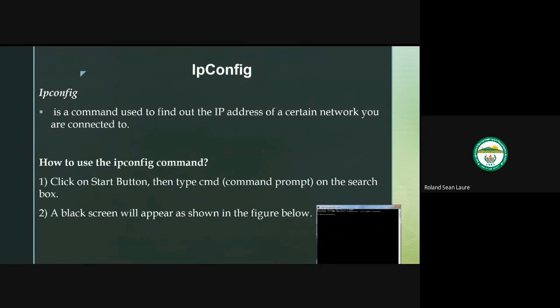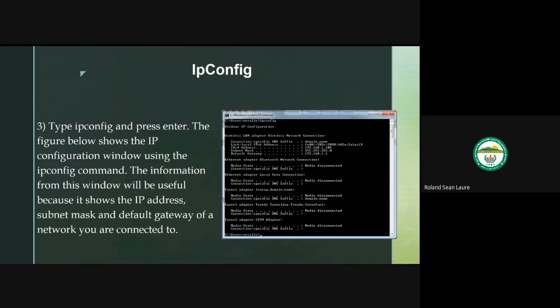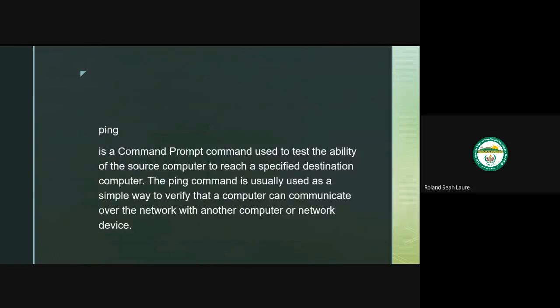Next, a black screen will appear as shown in the figure below. You will see it appear after pressing the start button. Then type ipconfig and press enter. You will see the complete information: IP, wireless LAN, Ethernet adapter, everything. The information from this window is useful because it shows the IP address, subnet mask, and default gateway of the network you are connected to. So that is important.